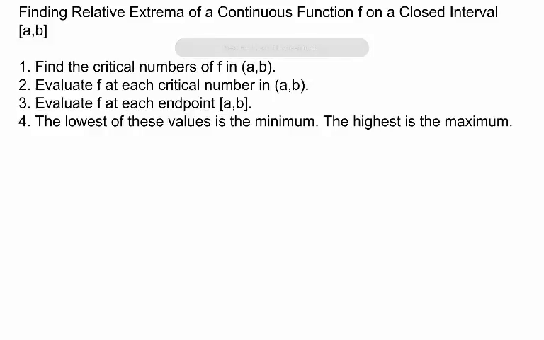Finding relative extrema of a continuous function f on a closed interval [a, b]. First step is to find the critical numbers of f in (a, b). Next is to evaluate f at each critical number in the interval (a, b). Then we evaluate f at each endpoint, a and b. The lowest of these values is our minimum, and the highest is our maximum.